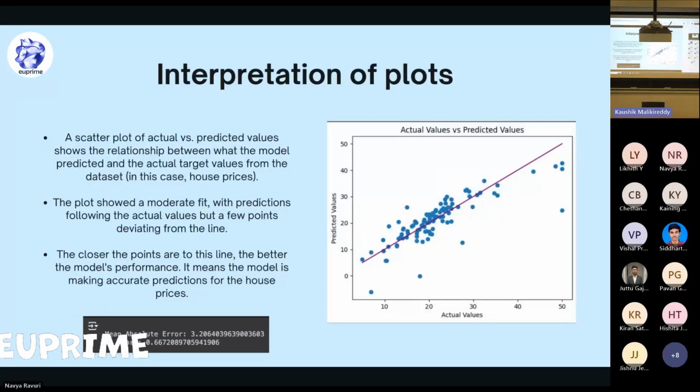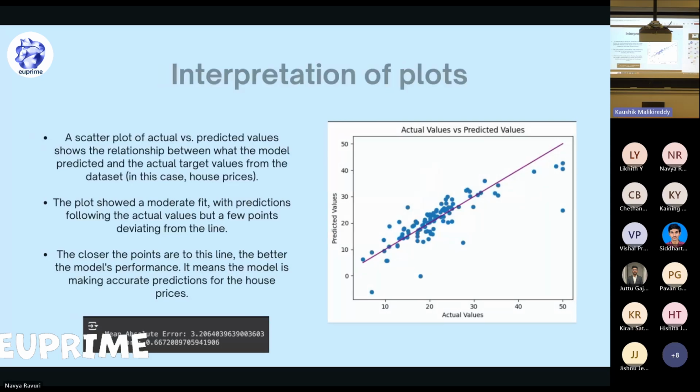So I drew the linear regression graph between the actual values and the predicted values. The majority of the points lie on the line, but there are a few away, which shows that there is room for improvement. I calculated the mean absolute error and got a score of 3.2 and an R square score of 0.66. 66% means that it could do better because it couldn't showcase the non-linear relationships, because of the complex patterns in the data set.